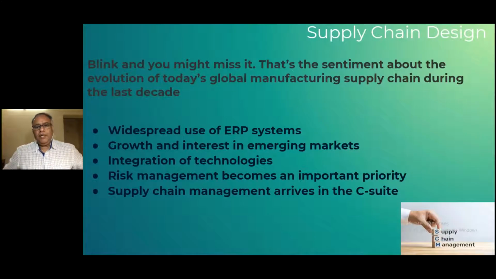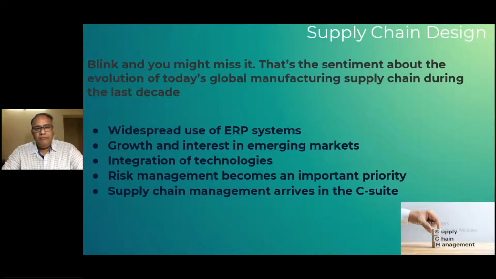As we know, in the supply chain design module, when we look at the last decade, how the supply chain has evolved, as I said, if you blink your eyes you definitely miss something. That is how the whole supply chain network, or supply chain in manufacturing organizations, has evolved during the last decade.